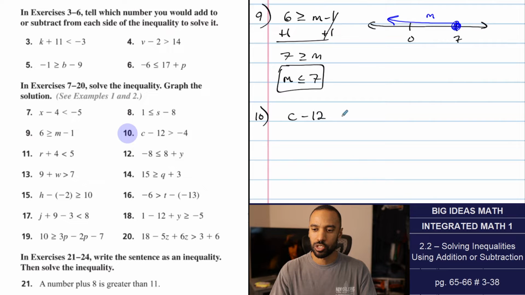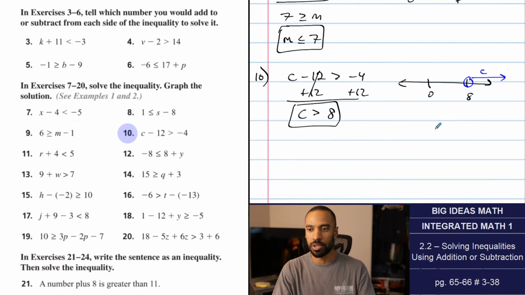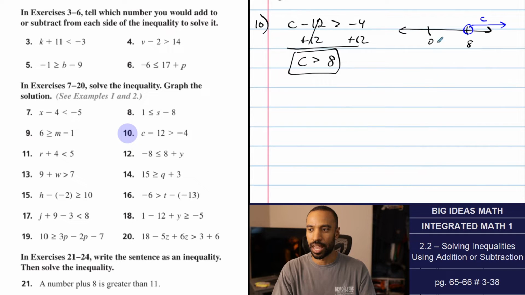C minus 12 is greater than negative 4. We will add 12 to both sides, in this case here. And we get C is greater than 12 minus 4, which is 8. 0 is not a part of that. Check that. Negative 12 greater than negative 4? Not so. Remember, larger negative numbers are actually smaller in value than smaller negative numbers. So C, open circle on 8. 8 won't work either because negative 4 ain't greater than negative 4. Only numbers greater than 8 will do.